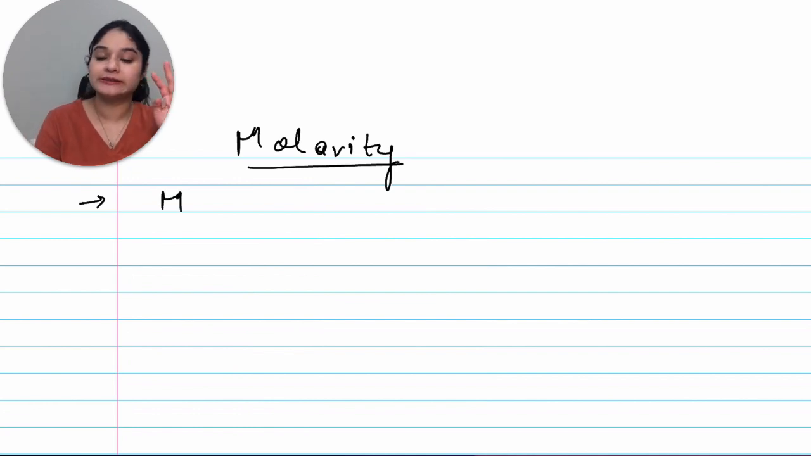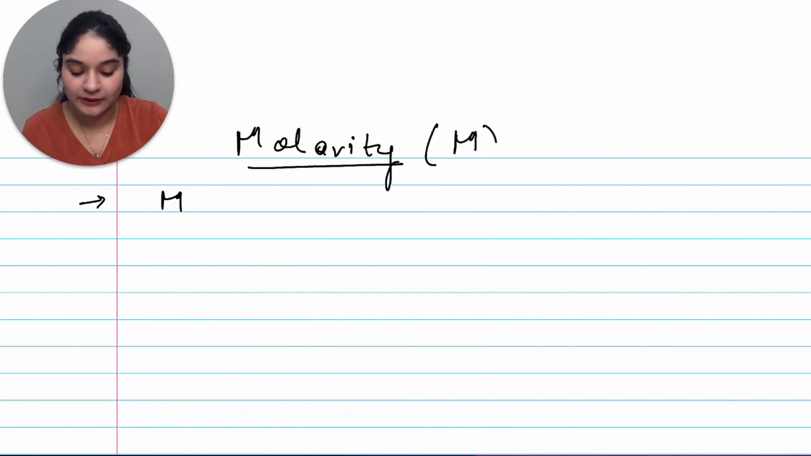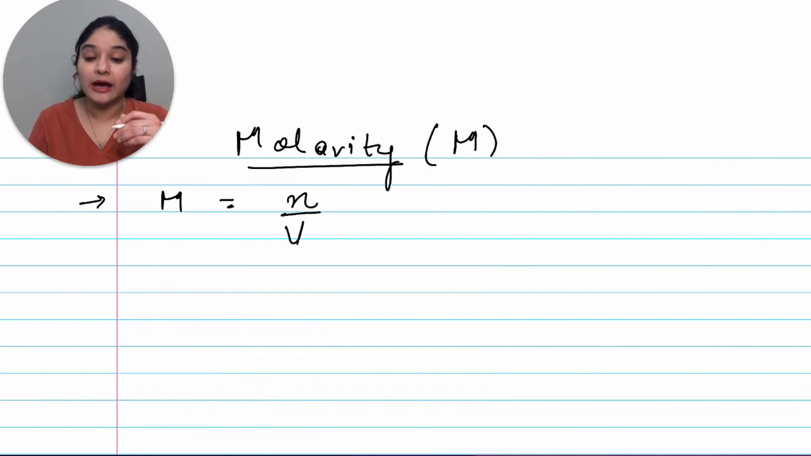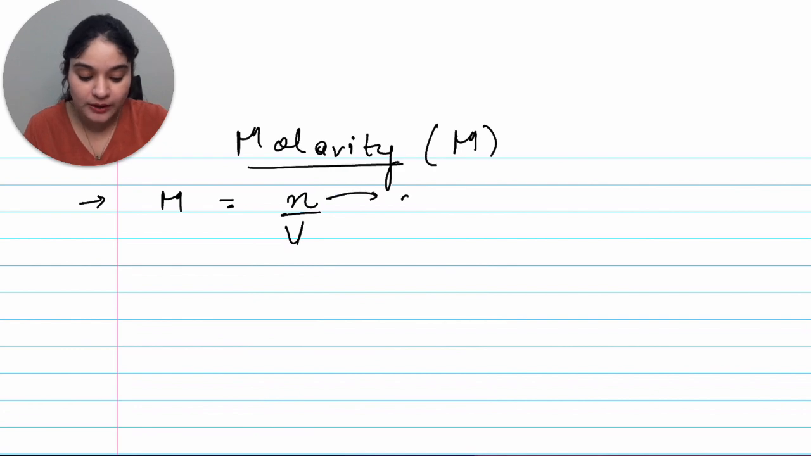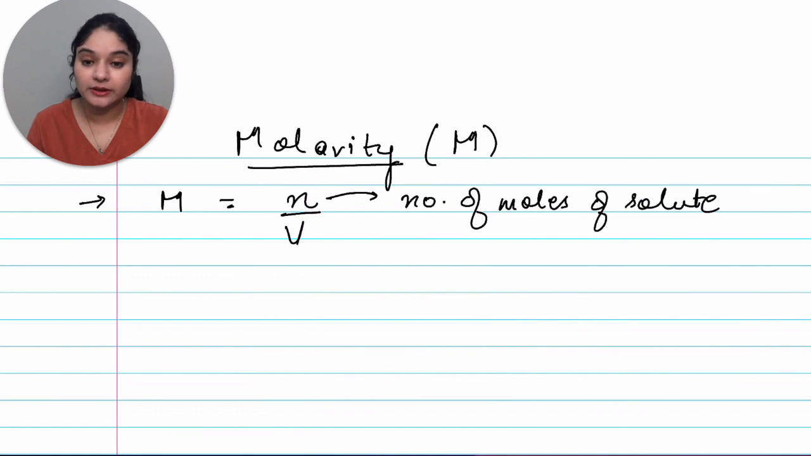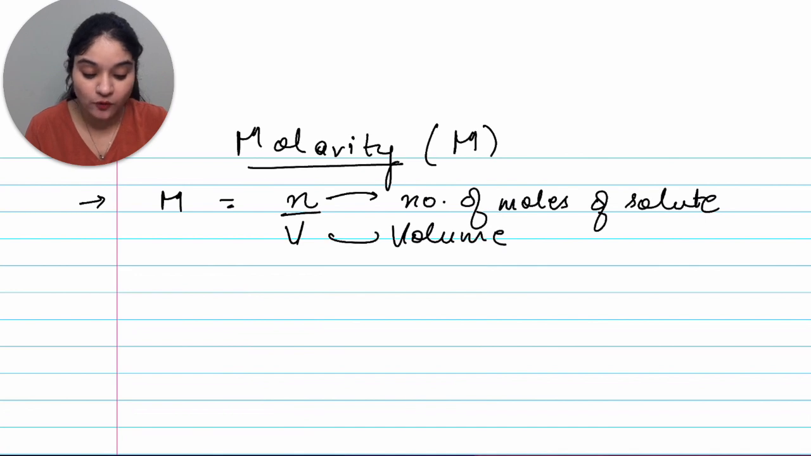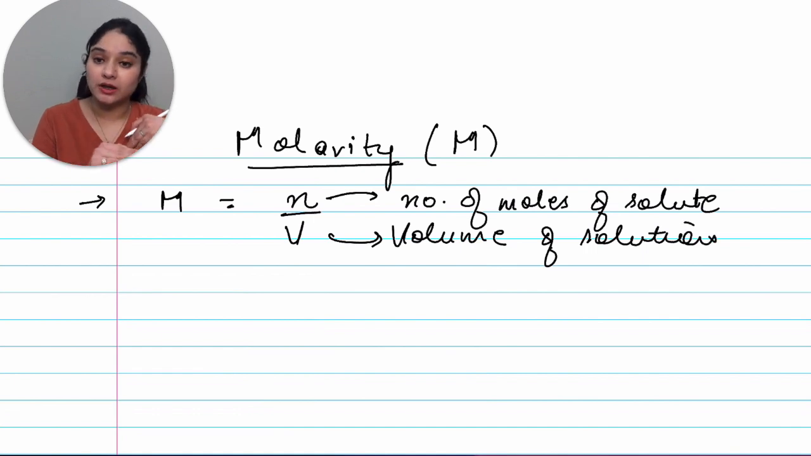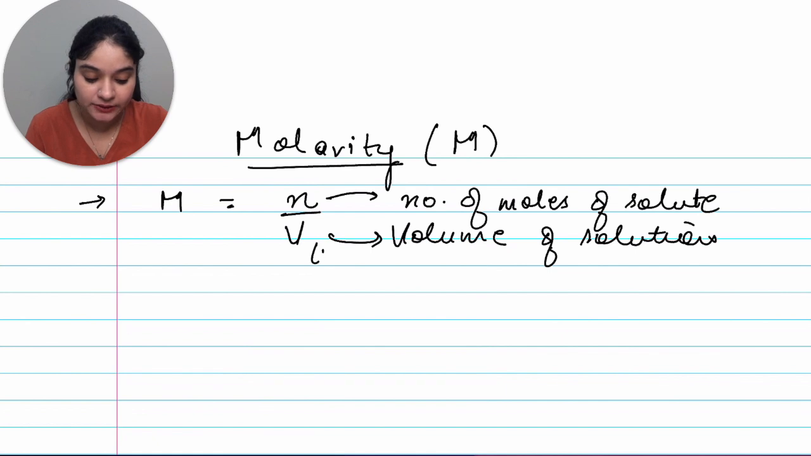So the first point we did was the formula for molarity. Molarity is denoted by capital M. Capital M is equal to n upon V. Okay. And what was n? n was the number of moles. Number of moles of what? Of solute. And what is V? V is volume. Now, volume of what? Volume of solution. And what is the unit for this particular volume? That is in liters. Okay, so this is the formula that we covered.